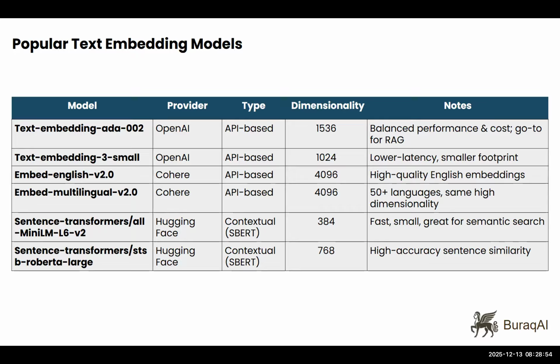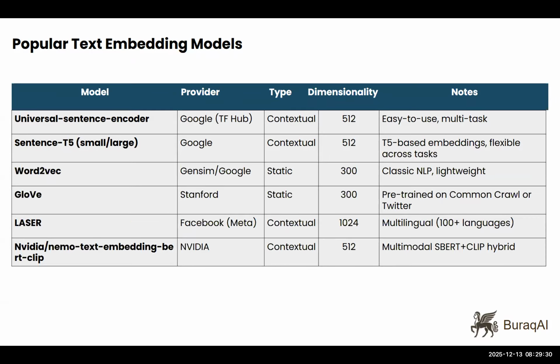So if your requirement is not very complex, you can go for the smaller embedding models. Here we have 384 from Hugging Face, sentence transformer all-MiniLM-L6-v2. Fast, small, great for semantic search. But if you want high accuracy, from Hugging Face you have STS Roberta Large with a little more dimensionality, 768 dimensions here. We'll see how the dimensionality looks like. And there are more like here. From Google, we have 2.